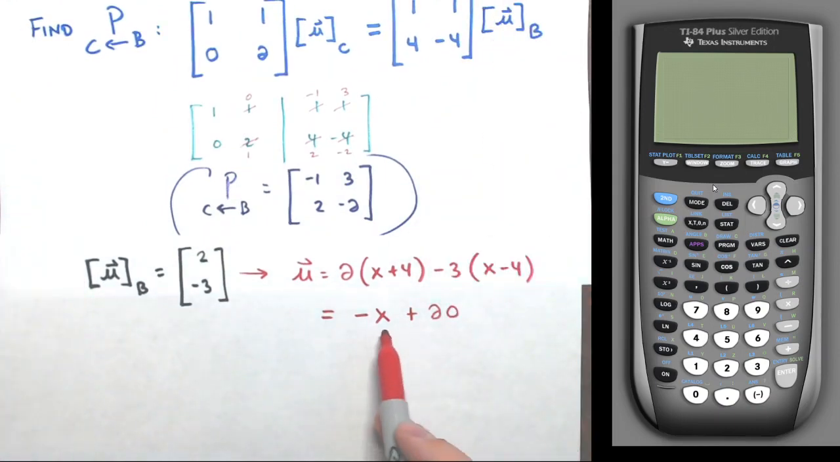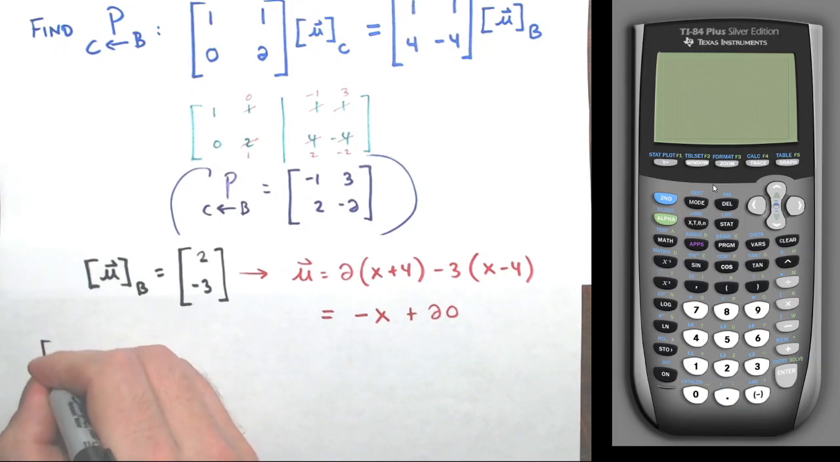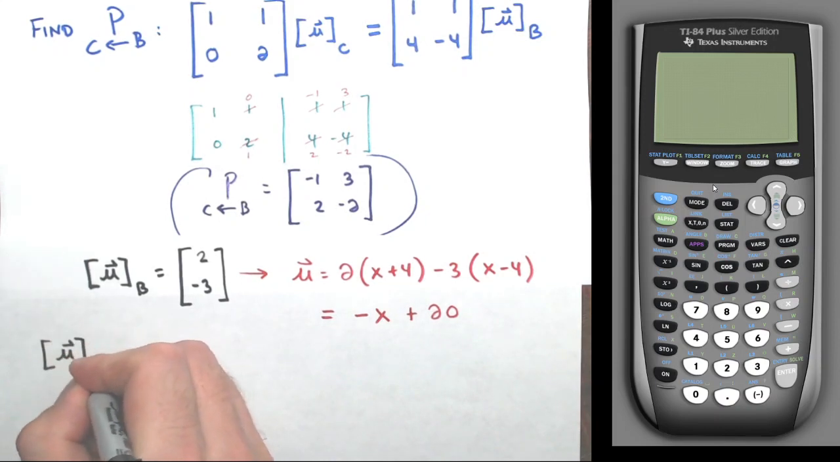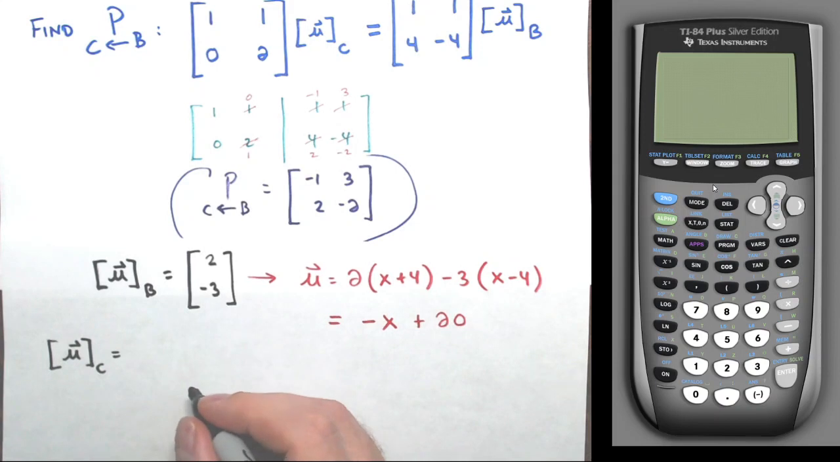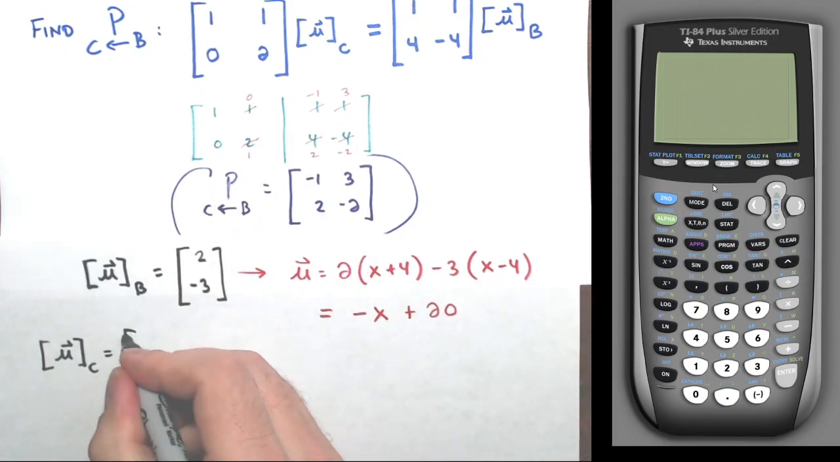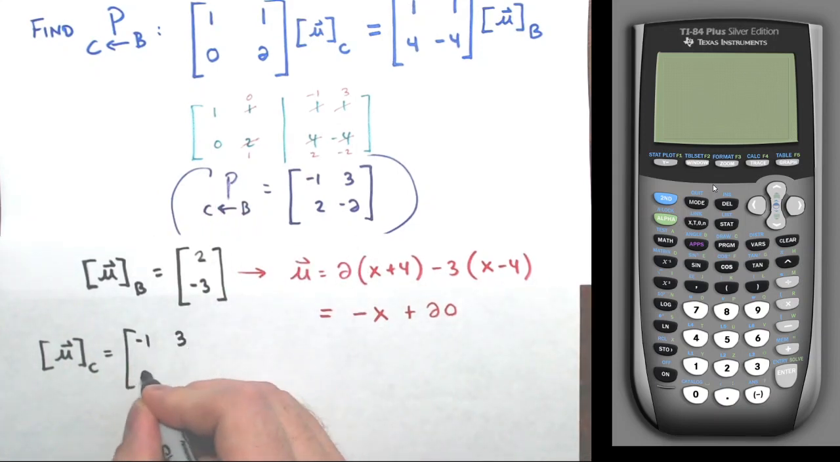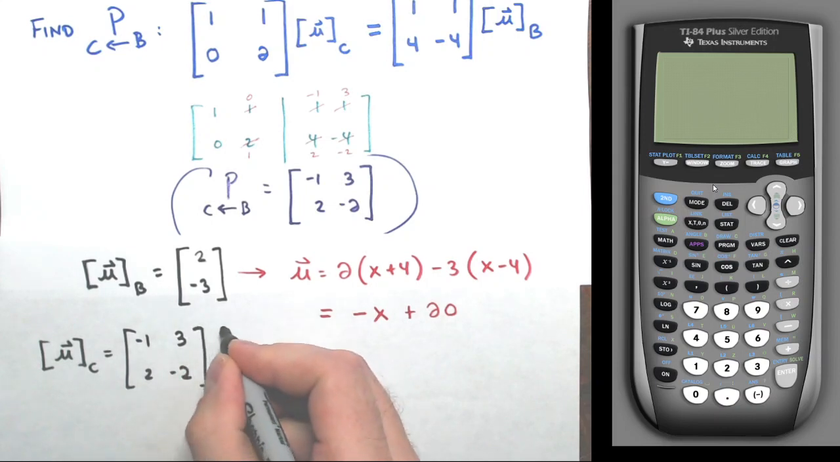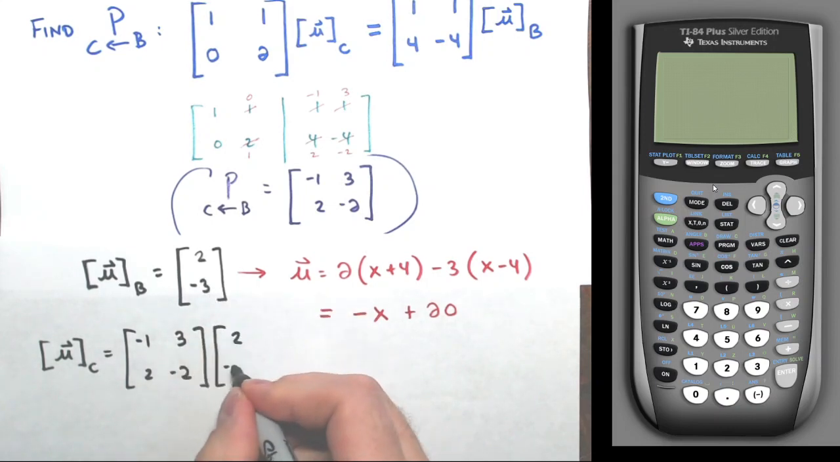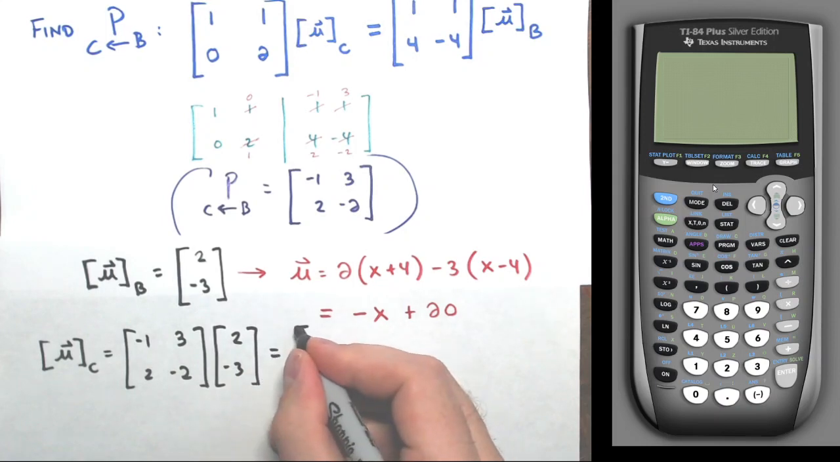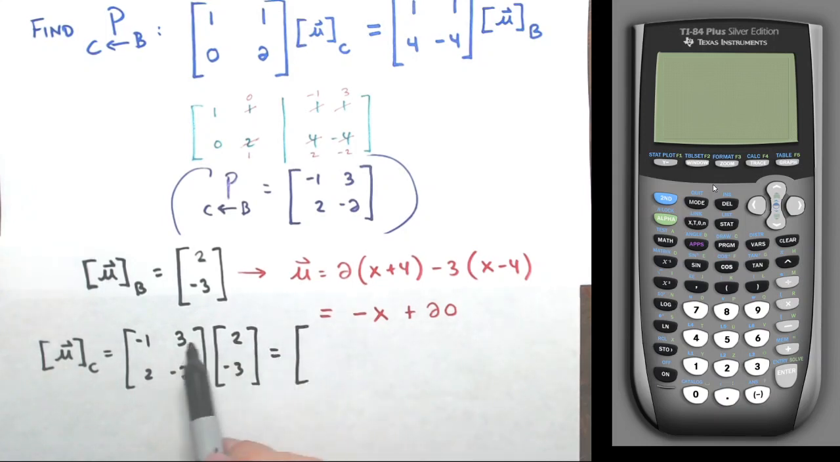So hopefully I get that same vector back when I transform it to coordinates in C. The coordinates of u with respect to C should again be that transition matrix from B to C, negative 1, 3, 2, negative 2, times my coordinates in B, 2, negative 3. So this will be a 2 by 1. First component will be negative 2 minus 9, negative 11. And then 4 plus 6 is 10.